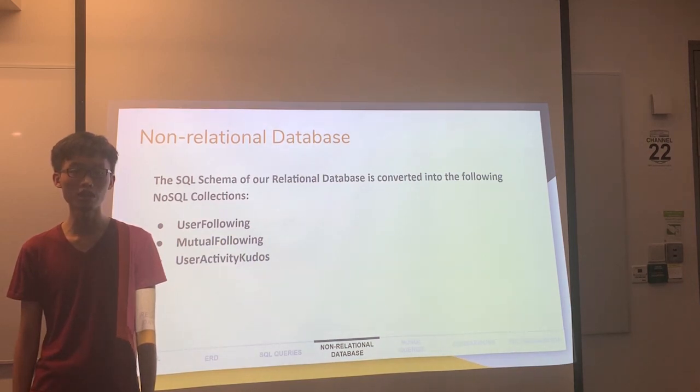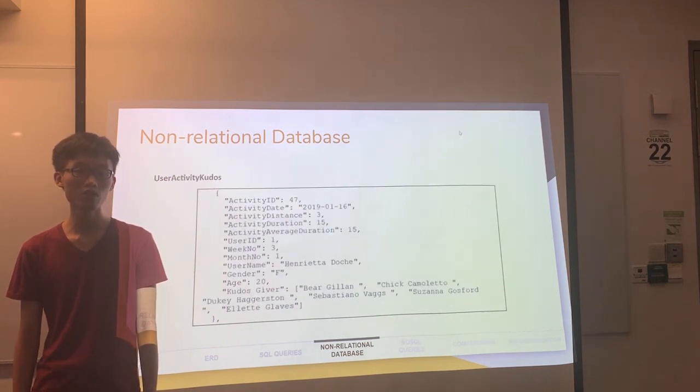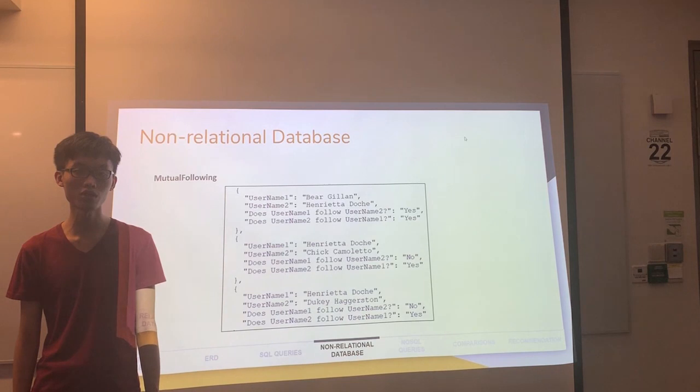As such, we model our data from the relational database into the following 3 NoSQL collections, namely the user following, user activity kudos, and mutual following. In user following, it includes the user's personal details and the names of the follower and followee of the user. For the user activity kudos collection, we merge the activity, user, and kudos table from the relational database. This includes the names of the kudos giver of each activity. For the mutual following collection, it is a list that contains information regarding follower and followee relationship between 2 users.